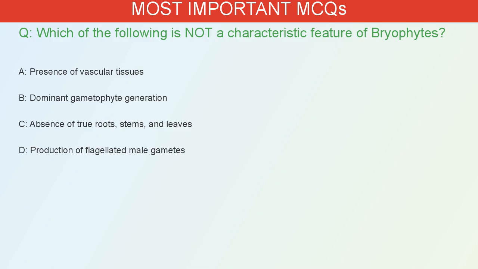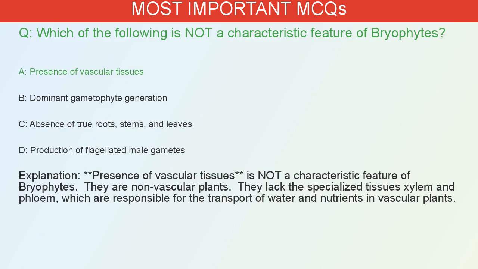Which of the following is not a characteristic feature of bryophytes? A. Presence of vascular tissues. B. Dominant gametophyte generation. C. Absence of true roots, stems, and leaves. D. Production of flagellated male gametes. The correct answer is A. Presence of vascular tissues is not a characteristic feature of bryophytes. They are non-vascular plants. They lack the specialized tissues xylem and phloem, which are responsible for the transport of water and nutrients in vascular plants.